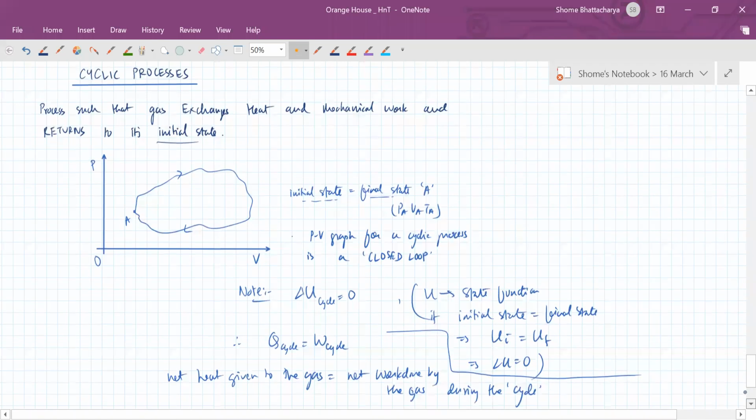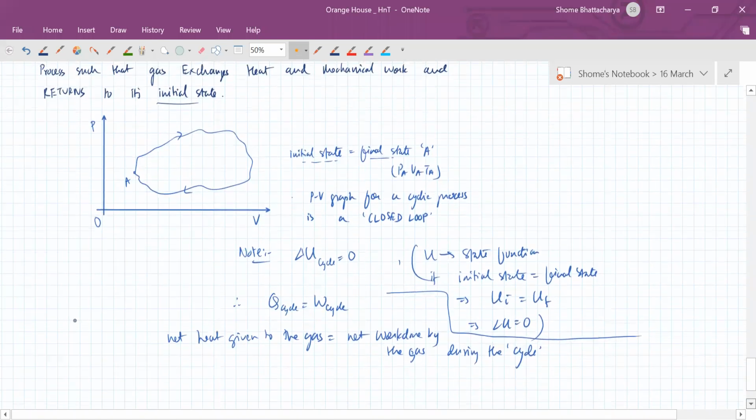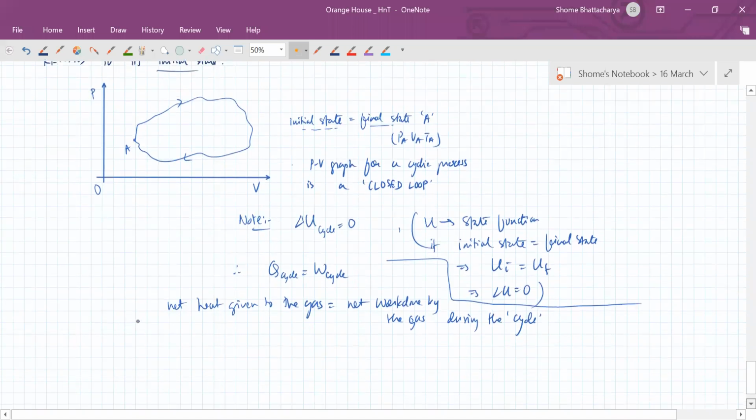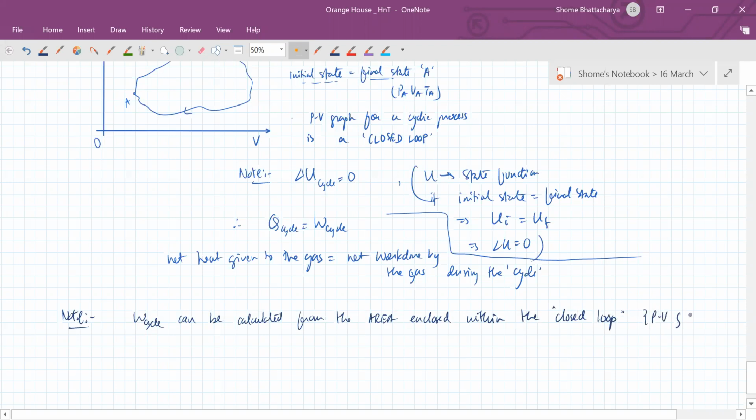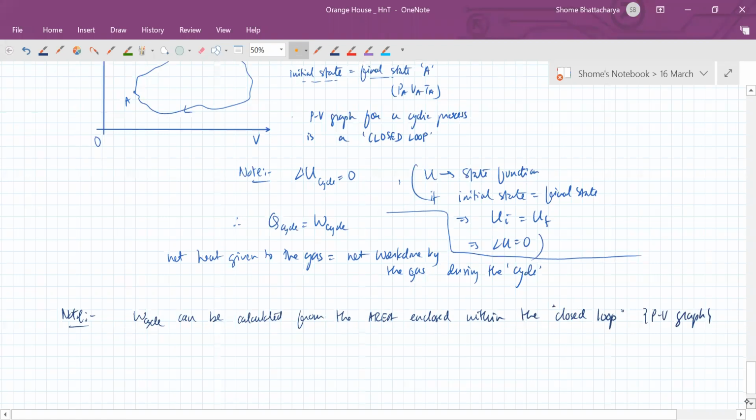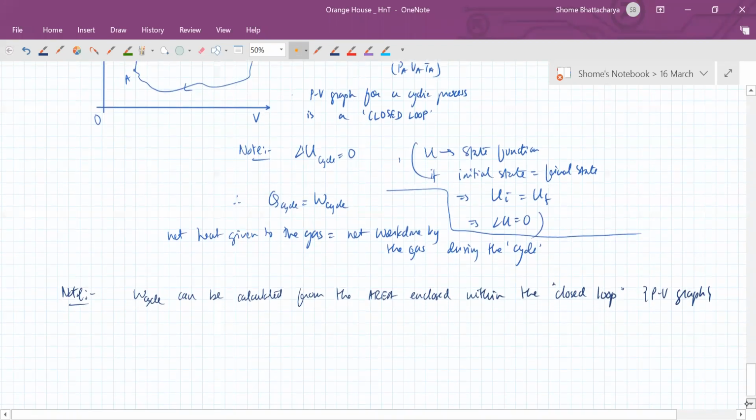Okay, now the next thing is that the work done in the cycle can be calculated from the area enclosed within the closed loop of the PV graph. Okay, so let's understand how this happens. And there are two cases over here.